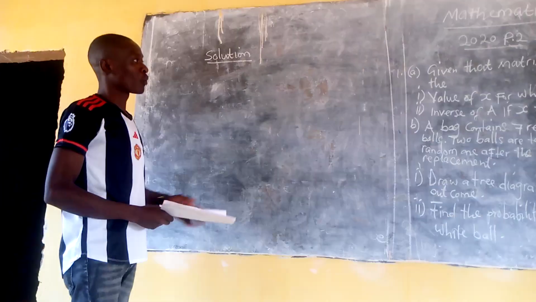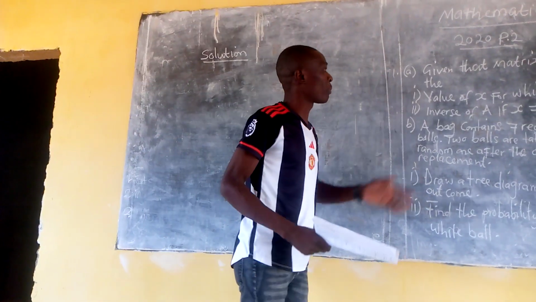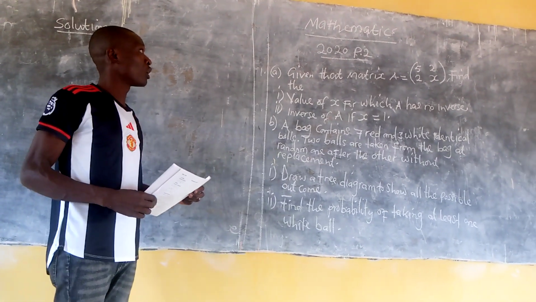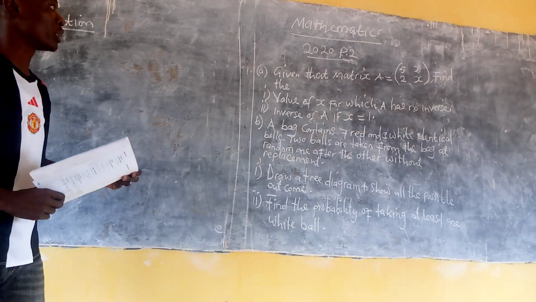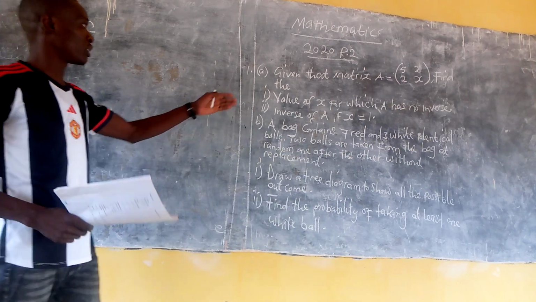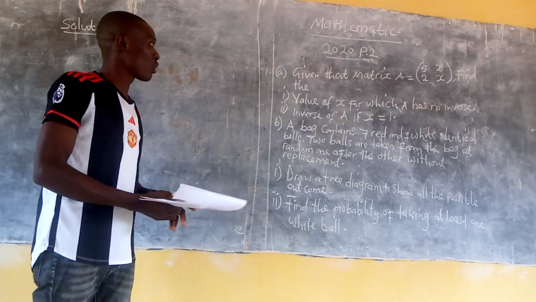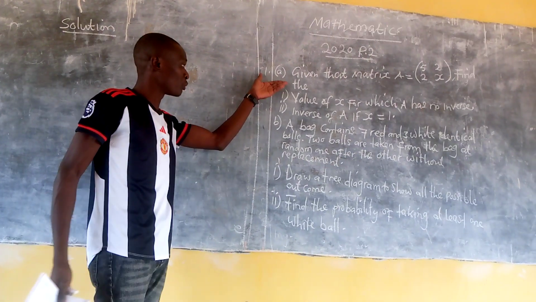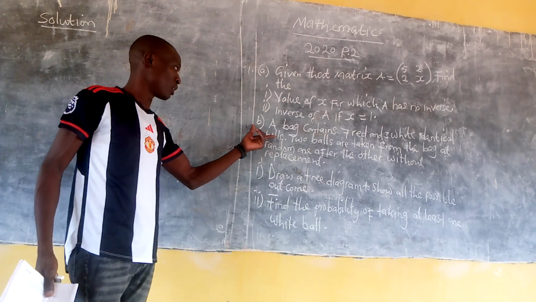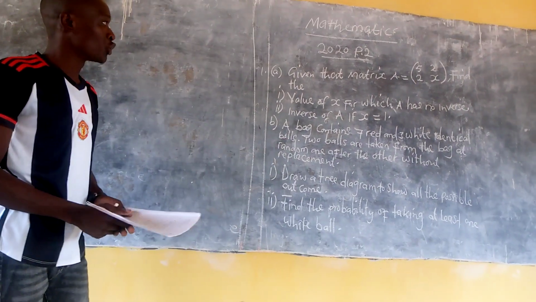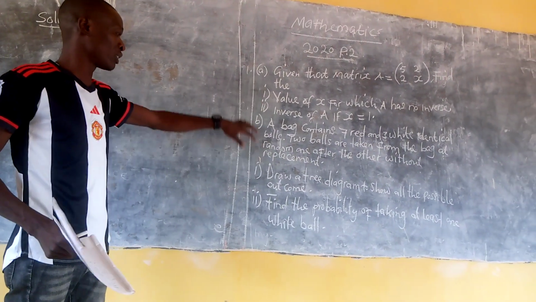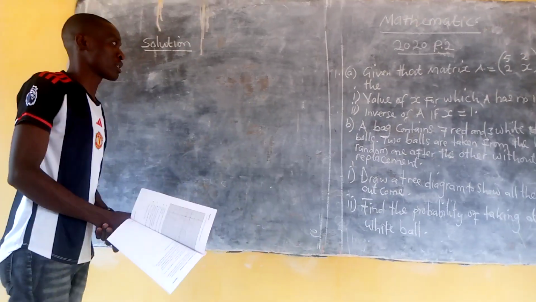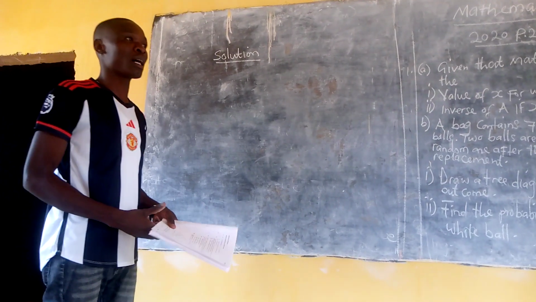Okay, so now we have a paper here, questions from 2020, paper 2. These questions came in 2020. So we've got question 1, which is under matrix. Question 1 has two parts: A, which is matrix, and B, which is probability. When you calculate the marks for these few questions, we are totaling up to 9 marks. So I'm going to show you how to answer these questions.